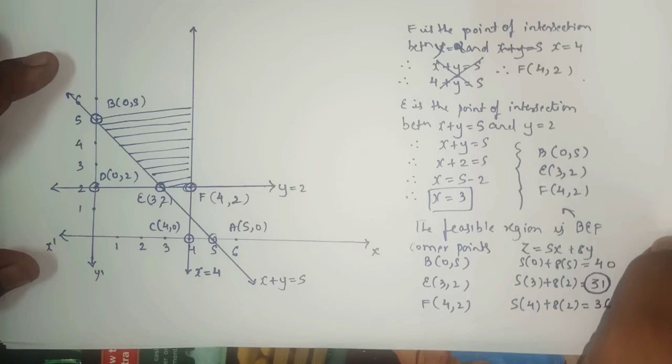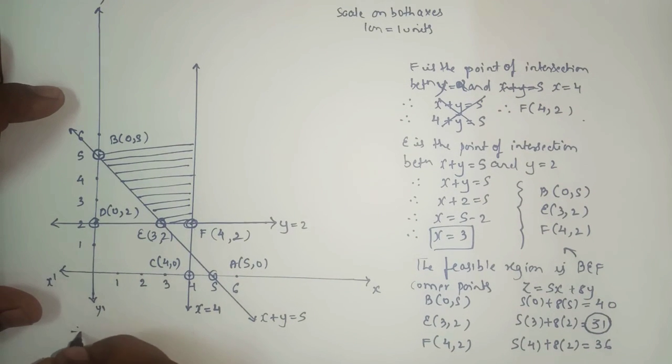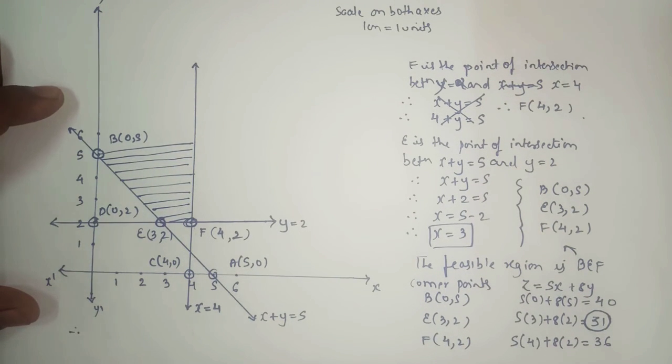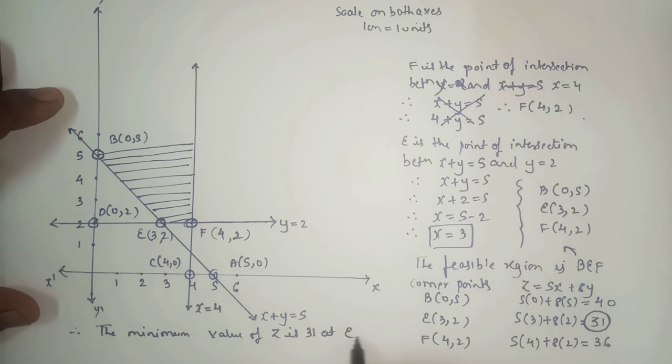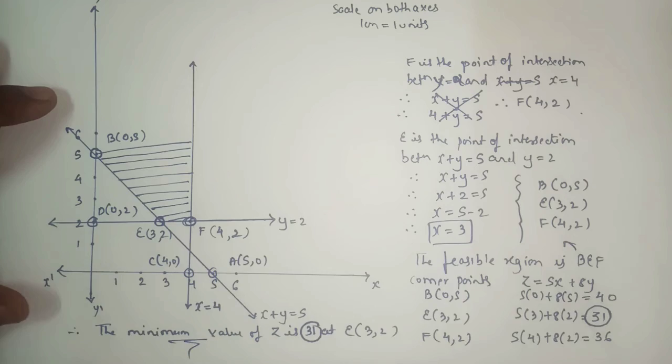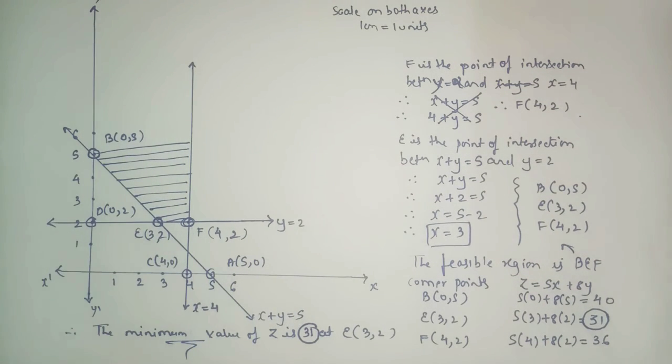So for the final step, you will write: the minimum value of z is 31 at E (3, 2). So this is the final answer of z. In this way you have to present your sum in the board exam.